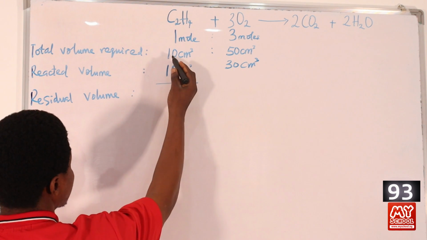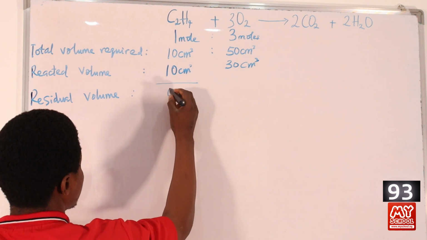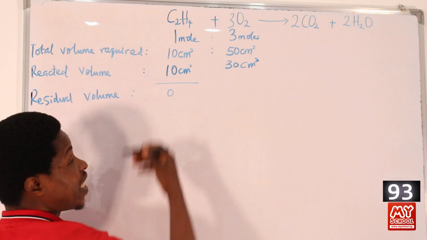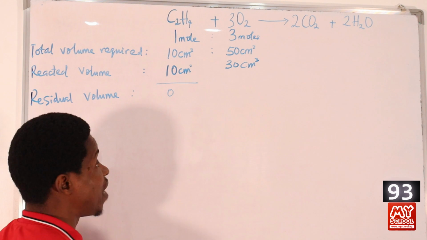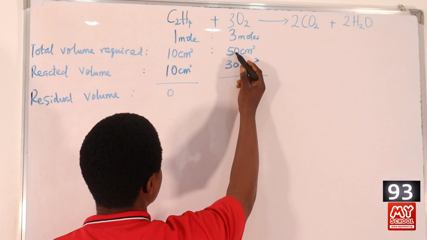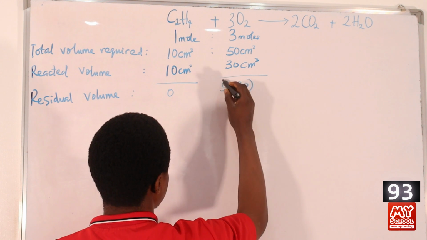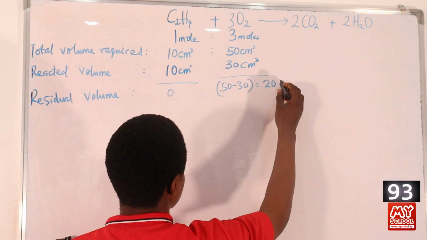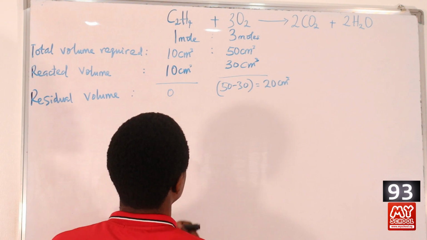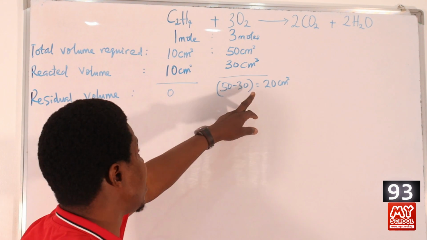Of course, you can subtract 10 minus 10, that gives us 0. So that means all of the 18 is used up. There's nothing that is left again. Then we have 50 minus 30. That gives us 20 cm cube. Which means the residual, we still have, this is not used up.